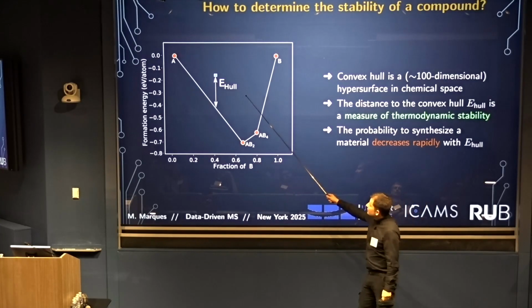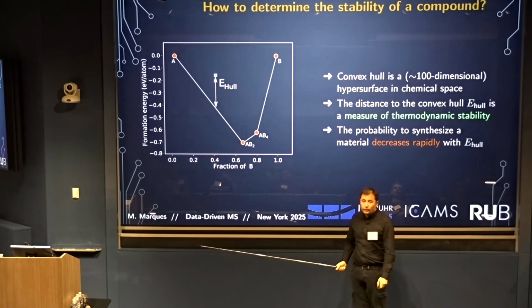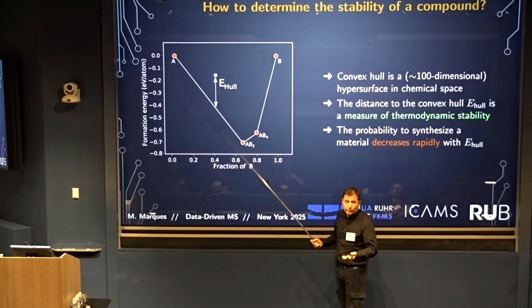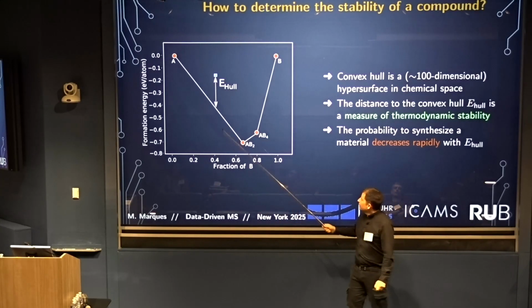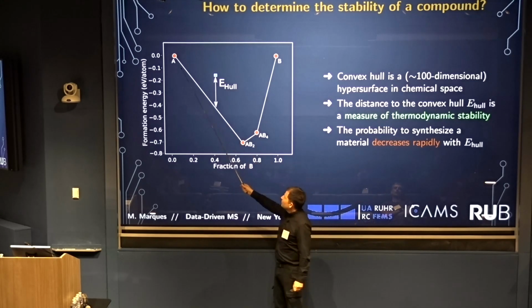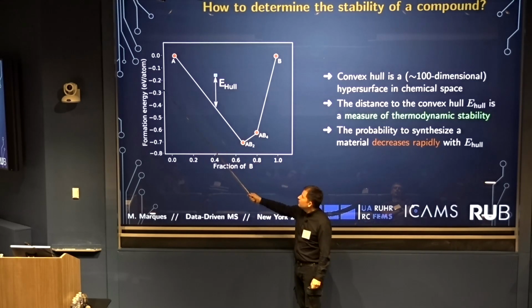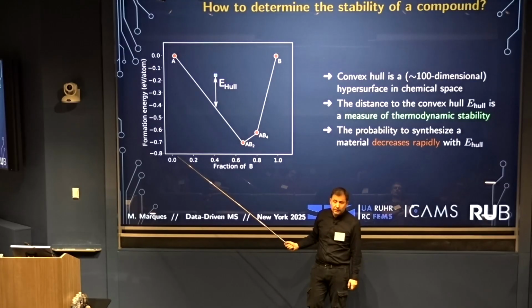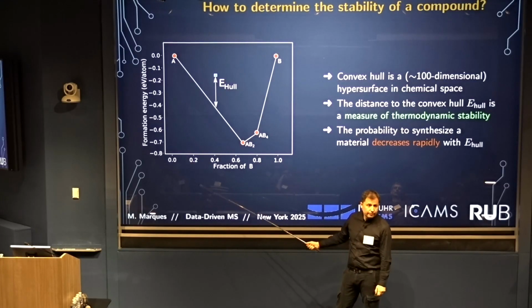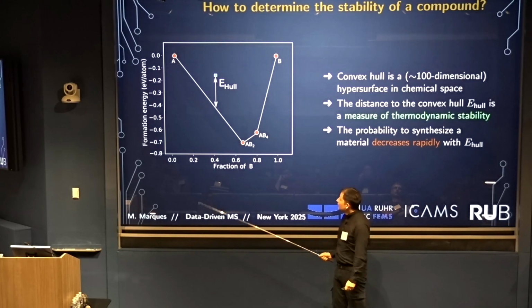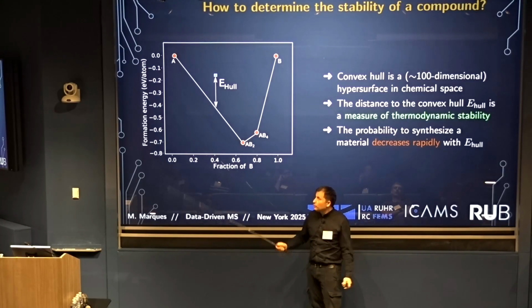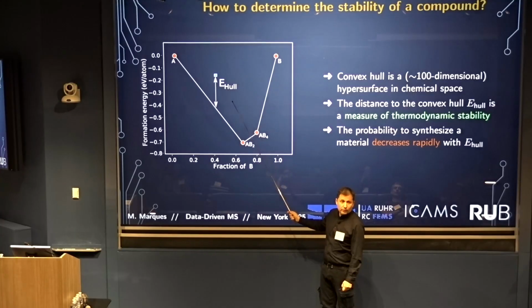The famous distance to the convex hull. I don't know if you're aware of this concept, so I will just go quickly through it. The easiest way is to use an example. This is a binary phase diagram. The vertical axis is the formation energy. Here is composition, so this is A, this is B, whatever A and B are. And each compound has a formation energy, so it will be a point in this diagram.